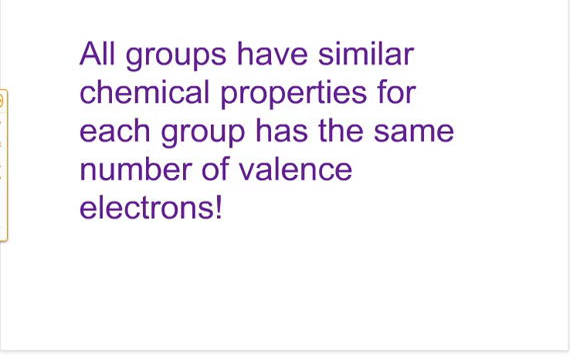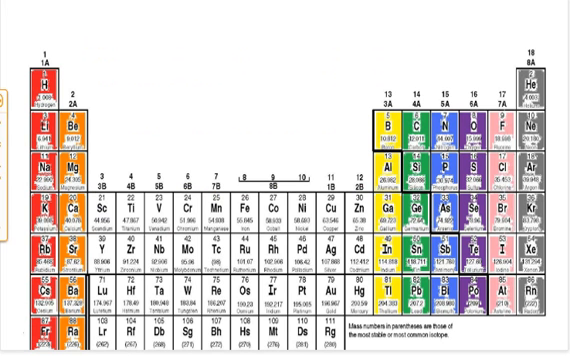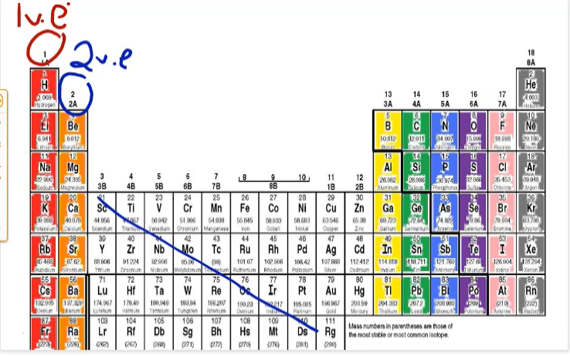All groups have similar chemical properties, for each group has the same number of valence electrons. Let's take a look. This group right here in red, that's group 1A. That means that group 1 has 1 valence electron. Okay? Let's take a look at group 2. Group 2 has 2 valence electrons in it. Now remember, we're going to ignore this 3 through 12. They don't like to follow the rules.